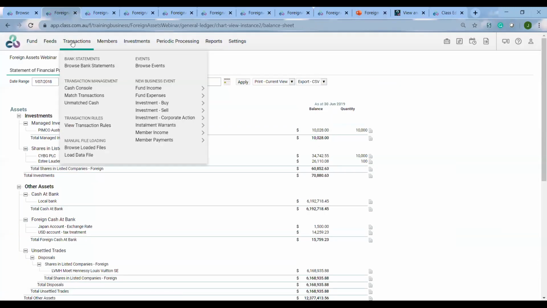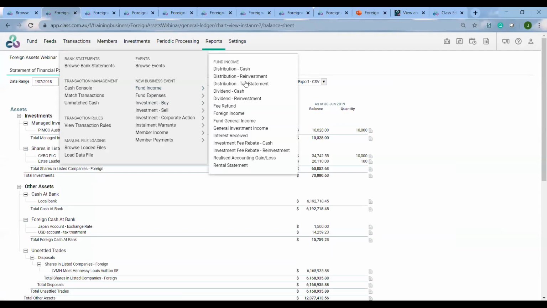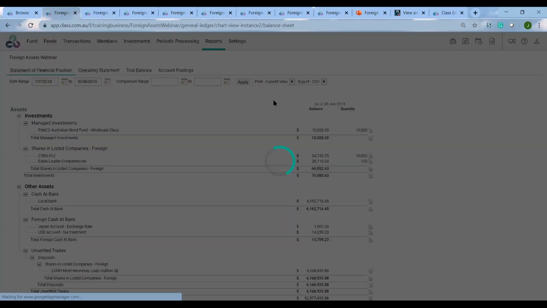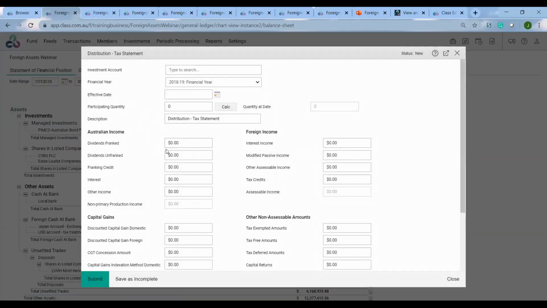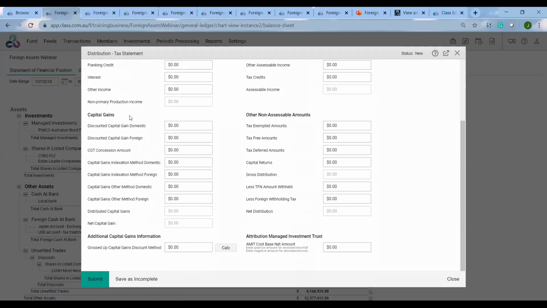If we go into transactions and go into fund income, when entering a fund annual tax statement, we go into the distribution tax statement, and under the capital gain section, we do have these different methods showing up here. So you select this foreign one, which is designed for this NTAP to be put in.